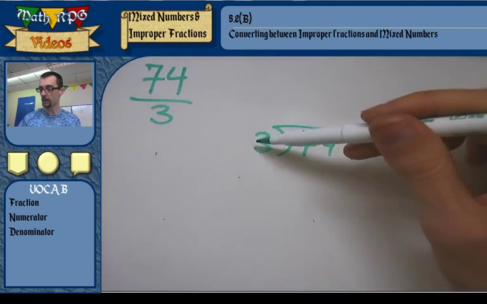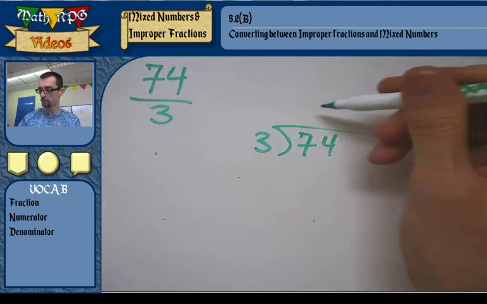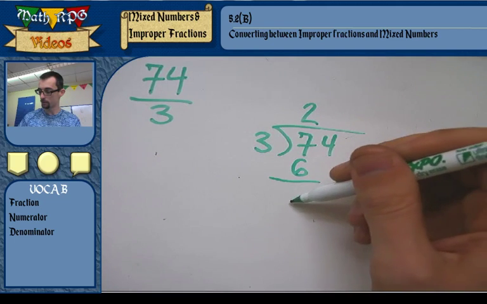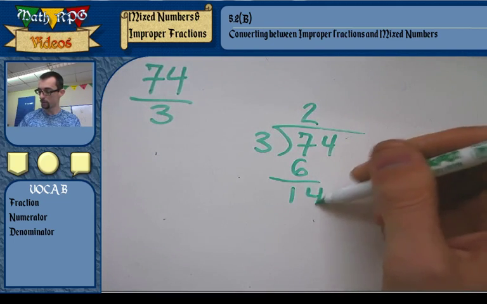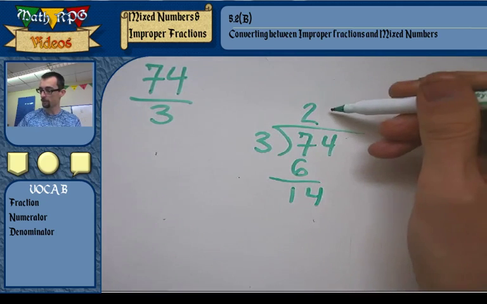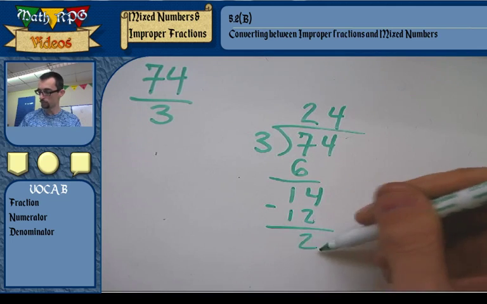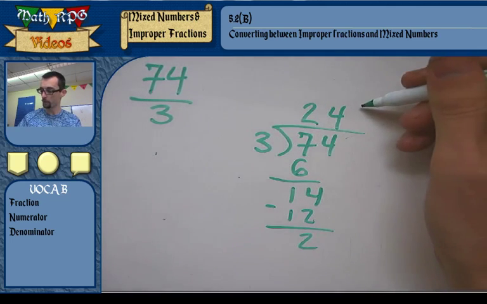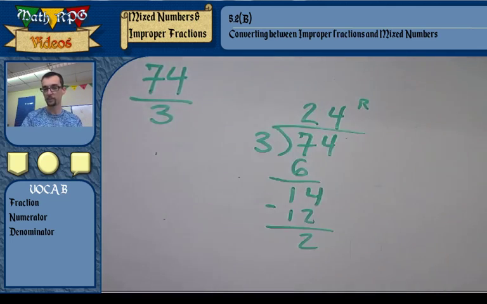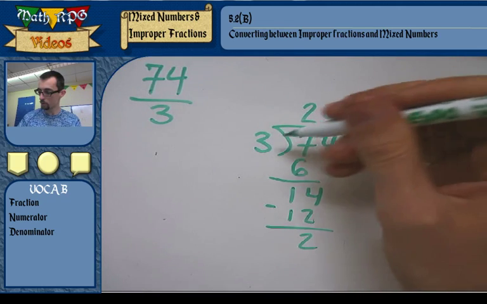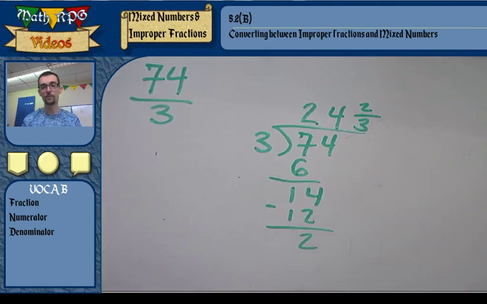Okay, let's see. 3 divides into 7 twice. That makes it 6, and it leaves the remainder of 1. I bring down my 4. 3 divides into 14 4 times. That gives you 12 with a remainder of 2. Okay, so my answer is going to be 24 and, I'm not leaving remainders anymore, 24 and 2 to what? 2 thirds, right? So 74 thirds is the same as 24 and 2 thirds.